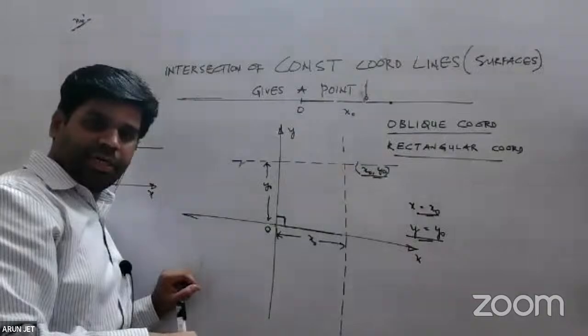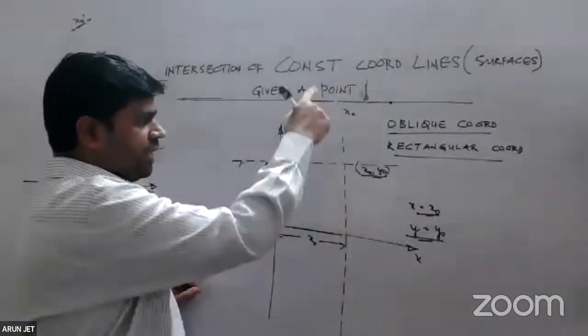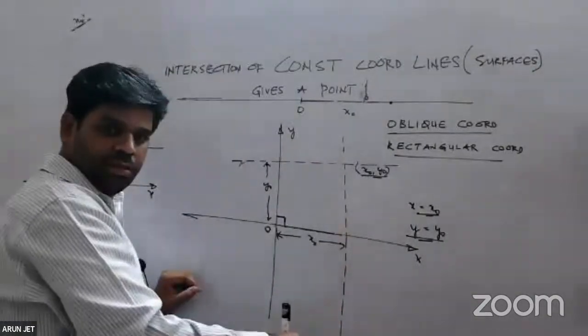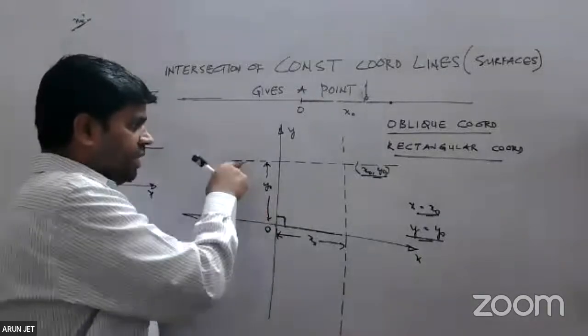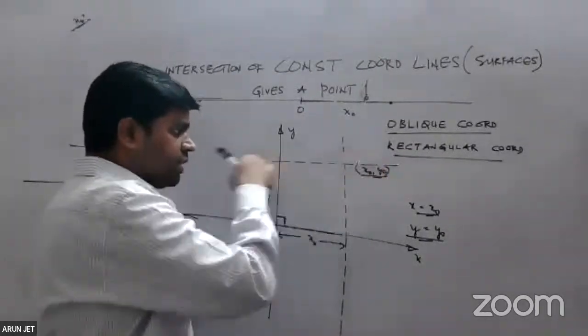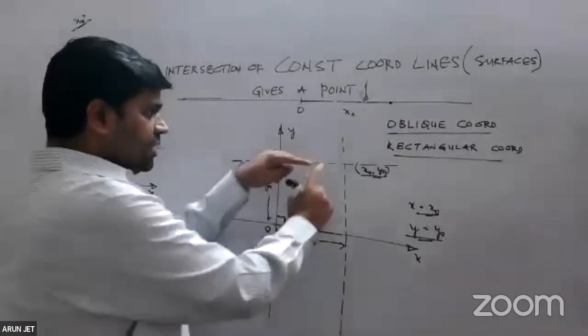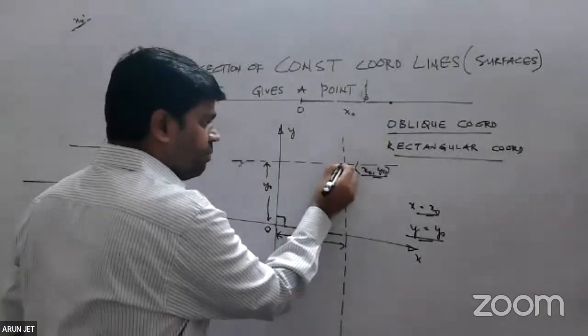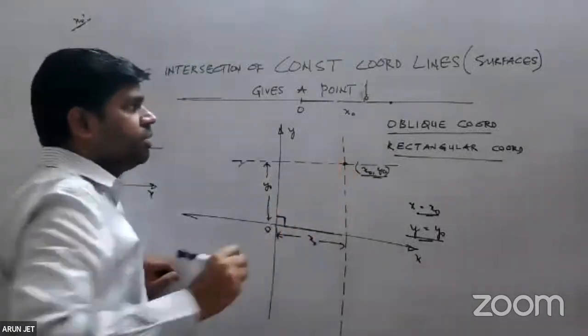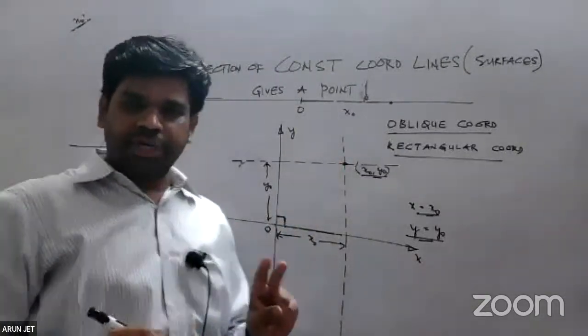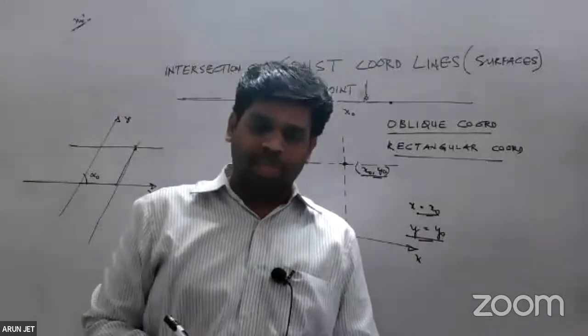Why is it called a constant coordinate line? Its x coordinate is constant on the whole of the line. Similarly, its y coordinate is constant along the whole of this horizontal line. So these two are constant coordinate lines. When these two intersect, I get a point. Whenever two constant coordinate lines intersect in a plane, you get a point.